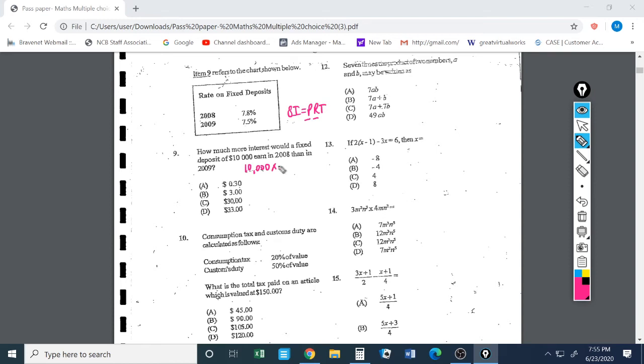The rate is 7.8%, so that's 0.078 multiplied by 1 year, because it's just 2008, and you're actually going to get 780. And for the next year, guys, you're going to have 10,000 multiplied by 0.075 multiplied by 1, and you're going to get 750. So the difference between these two would give us $30. So the answer is C.